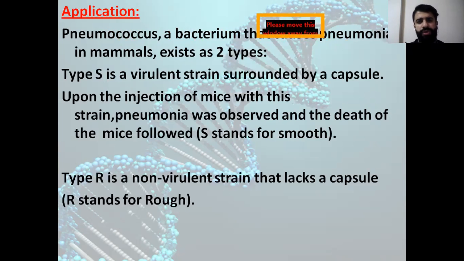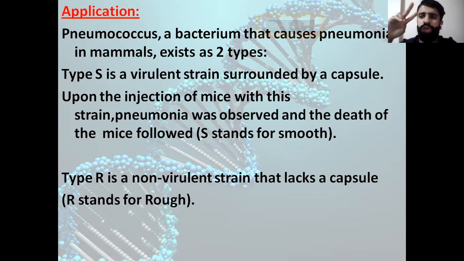Here is the most important application in this video, you have to pay attention to this. Pneumococcus is a bacterium that causes pneumonia in mammals. It exists as two types. Pay attention to this exercise.